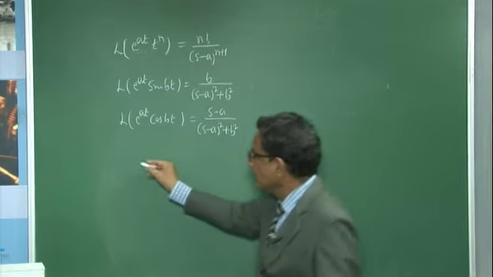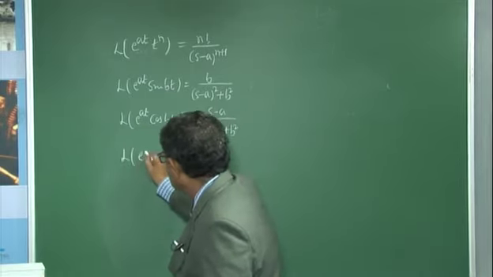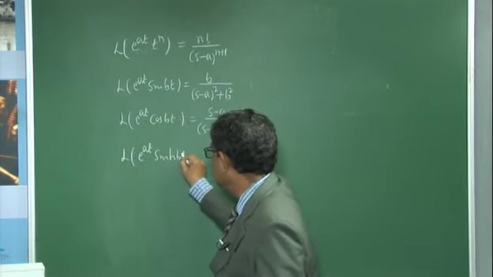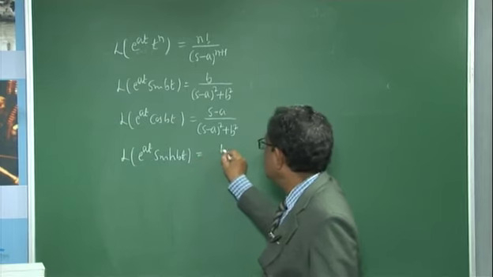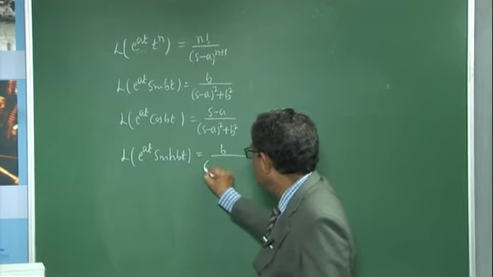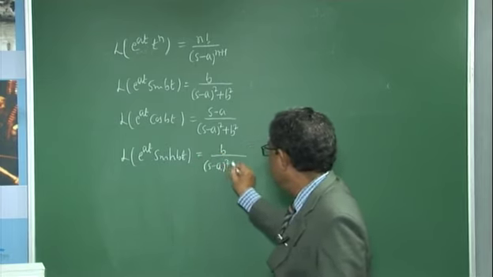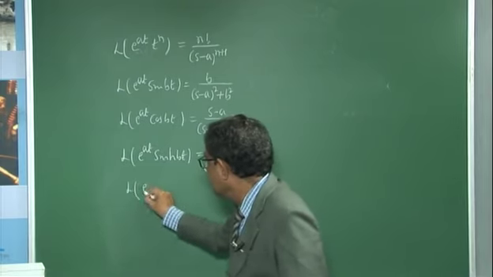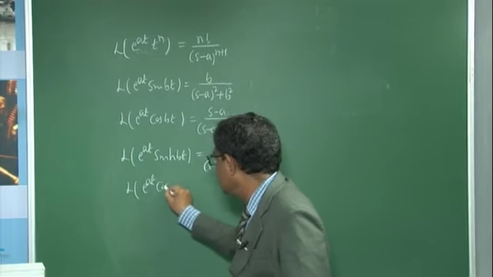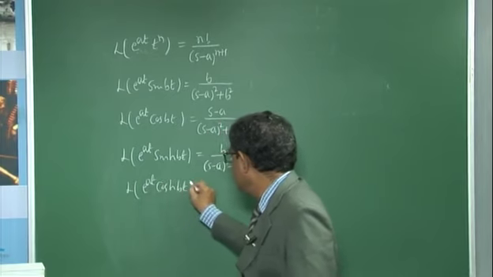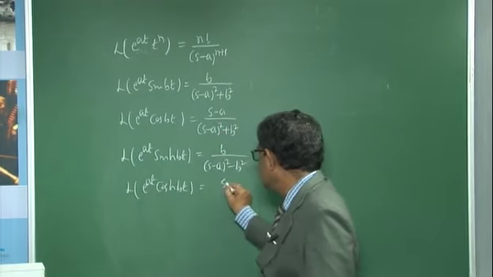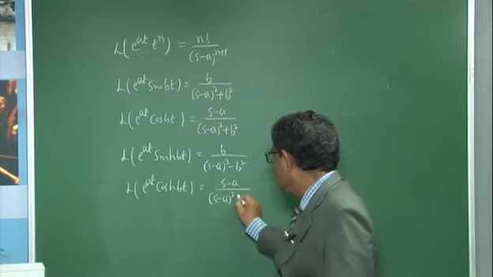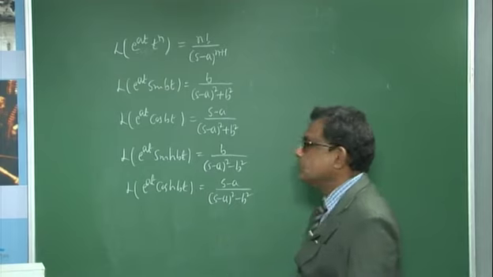Similarly, for the hyperbolic function, L of e raised to at sinh bt is b divided by s minus a whole square minus b square, and the last one, L of e raised to at cosh bt, is s minus a divided by s minus a whole square minus b square.